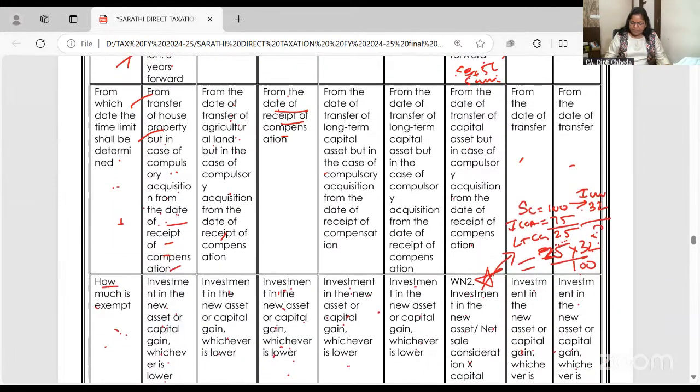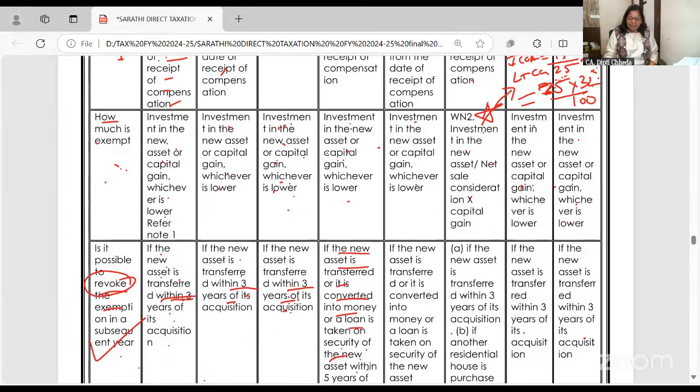Okay, right. So much will not be tested word to word, dear students. You should be able to solve the questions. Okay, right. How much is exempt? Everywhere it is investment or capital gain, whichever is lower. Here I have written refer note 1 because that 2 crore limit is important.